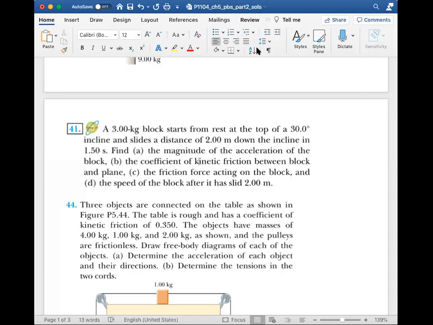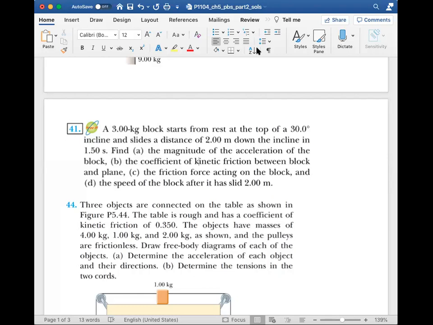Let's move on with a new problem. So now we are going to solve problem number 41. A 3 kilogram block starts from rest at the top of a 30 degrees incline and slides a distance of 2 meters down the incline in 1.5 seconds.